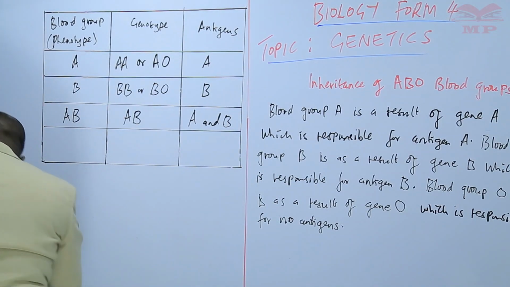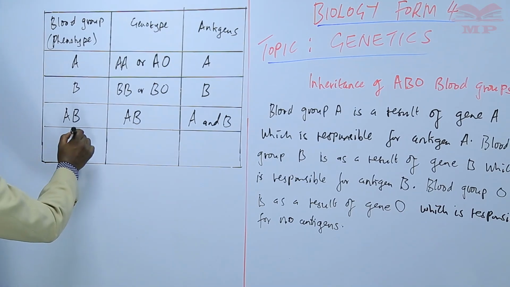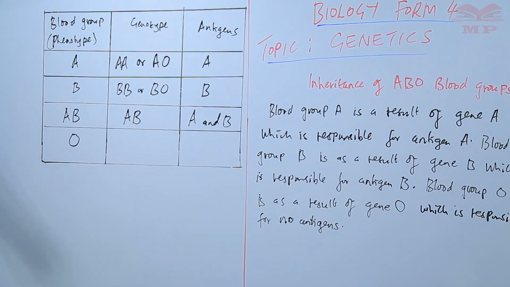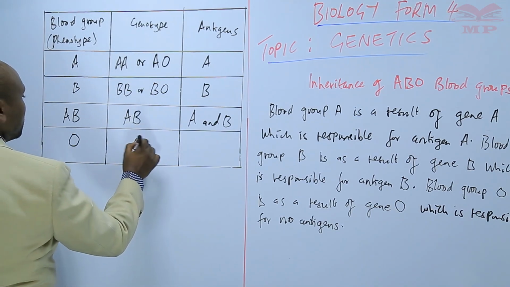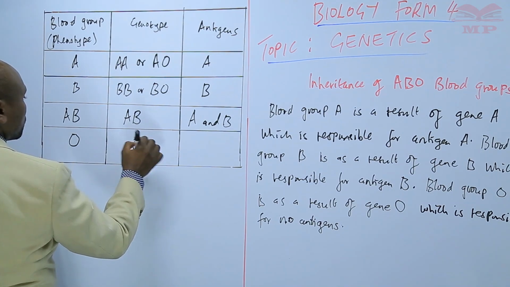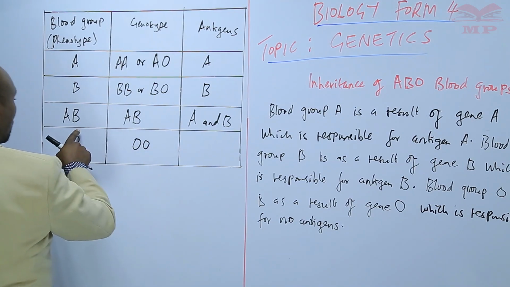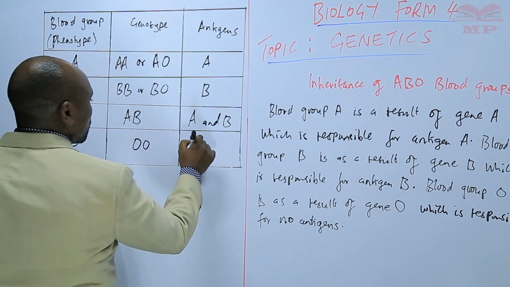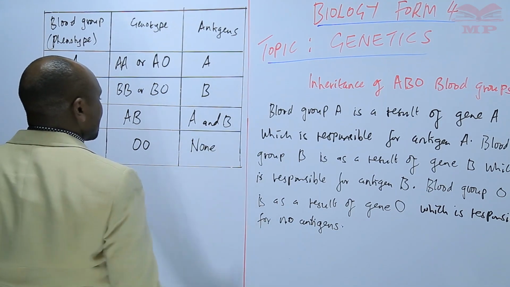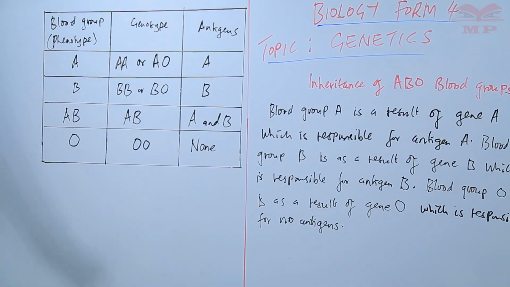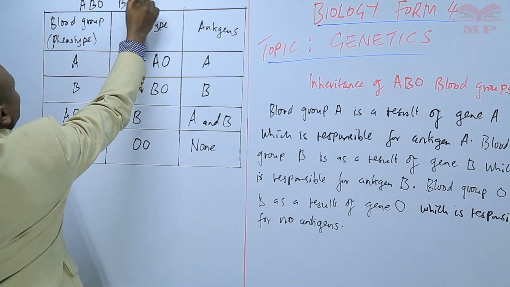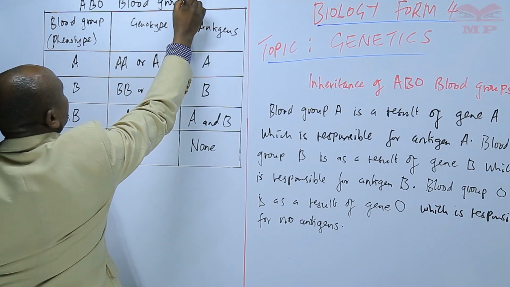So we have that table. Blood group O, that is phenotype O. Remember, the phenotype is the blood group as indicated. The genotype of O can only be OO. So where there is either A or B, we cannot have blood group O. And this one has no antigens. There is none of the antigens. So this is a summary of the ABO blood groups.